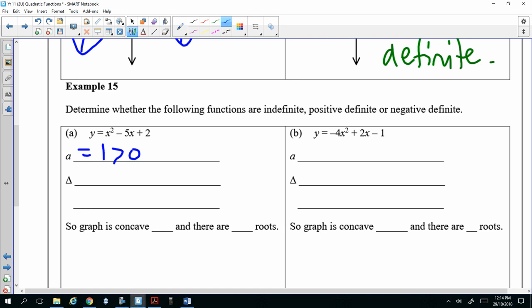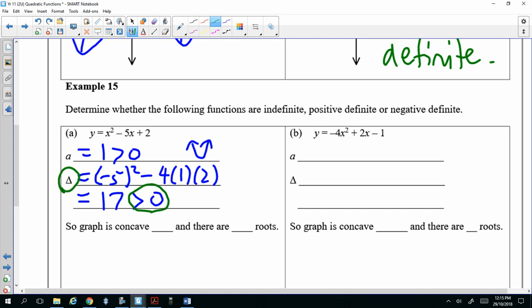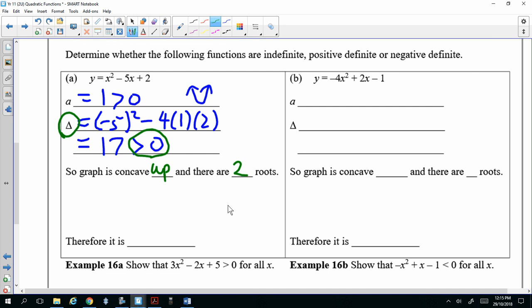Smiley face. Discriminant is b squared minus 4ac. So we're going to square the negative 5, minus 4ac. Now what would that be? What's the value? I would like to have the value before we say positive. 25 minus 8 is 17. So it's positive, isn't it? So what could we conclude? If the discriminant is positive, we say it's going to have 2 roots or 2 x-intercepts. So the graph will look like this, right? So we say it is indefinite. So every time the discriminant is positive, we say it's indefinite.